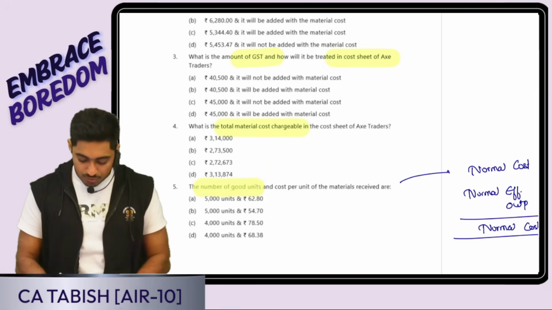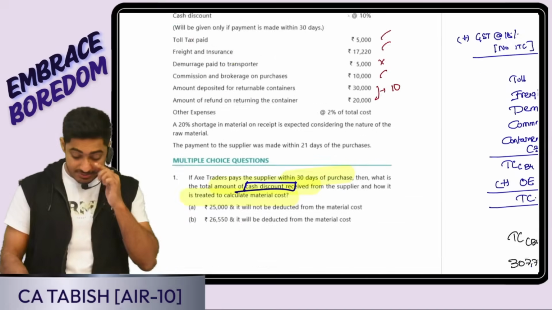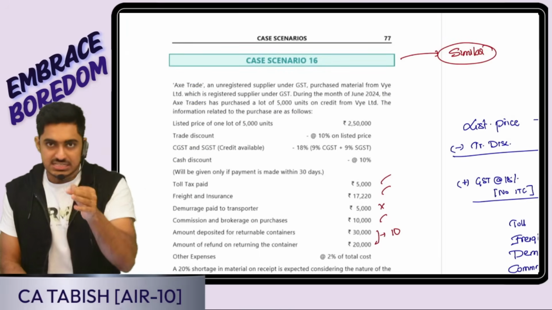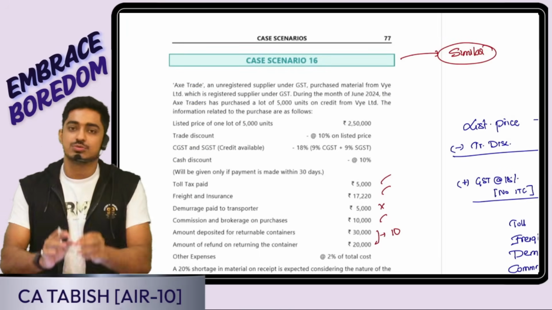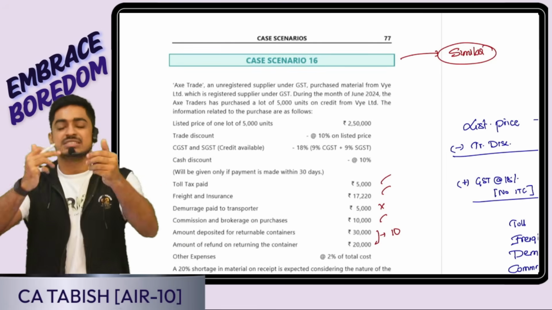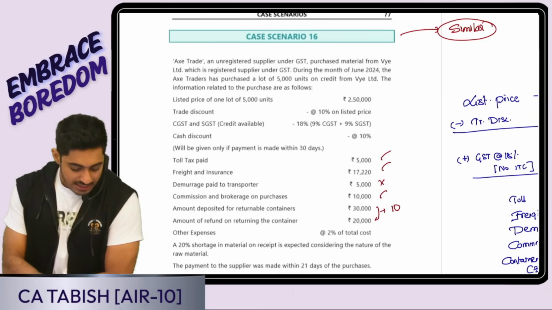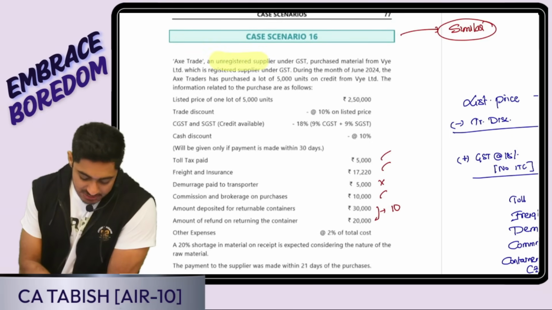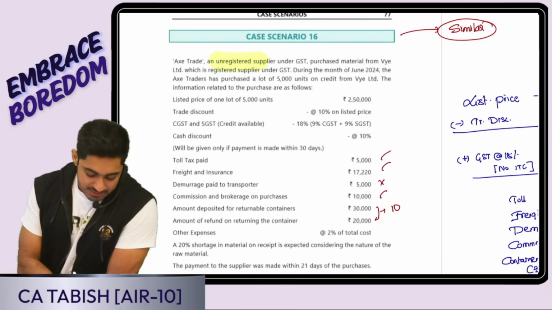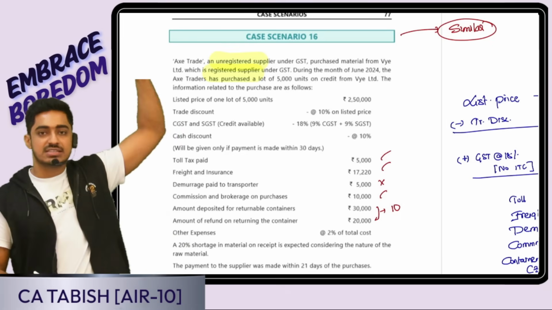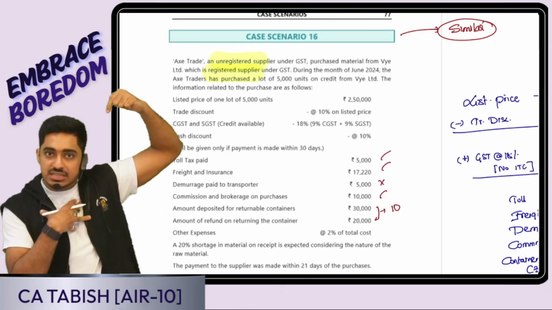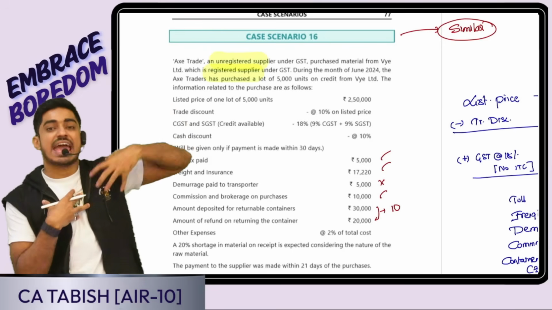Fifth is the number of good units and the cost per unit. Is this clear, everyone? Now again, exactly a similar question we have solved in our regular exam-oriented class. So it is a simple JGB question only, you can close your eyes and do it. But still, let me quickly do it. X trader, an unregistered trader, purchases material from a supplier who is registered. That means the supplier is registered. Will he charge GST? Yes. Am I registered? No, I am unregistered. That means, can I take ITC?